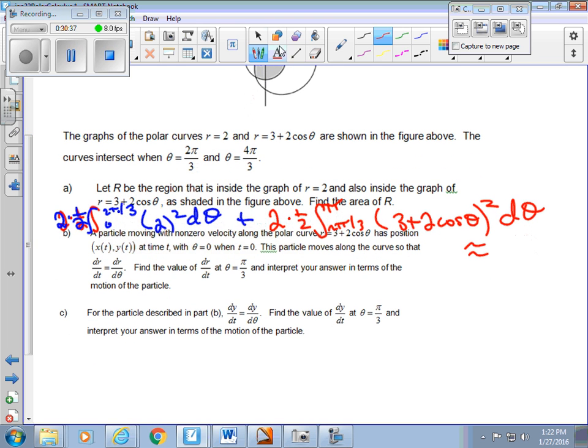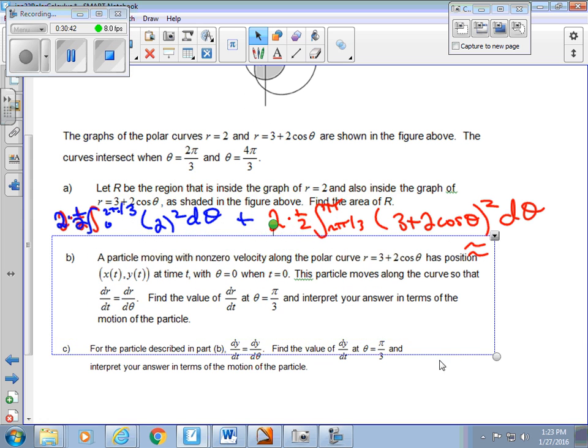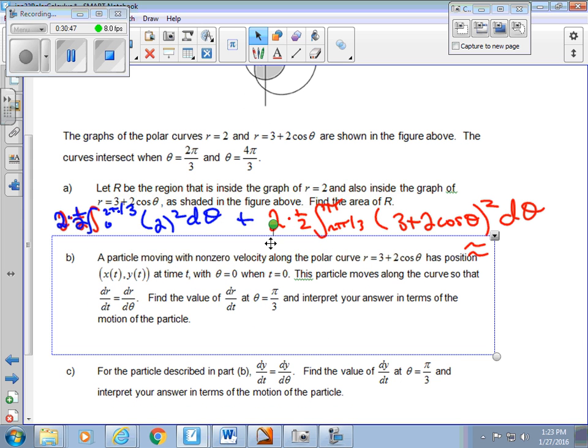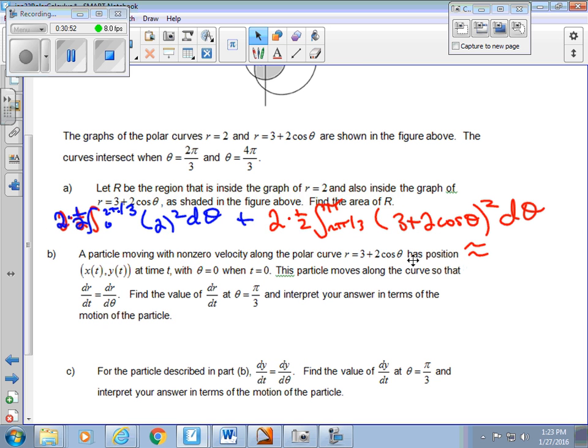Okay, let's look at part B and C and see if we have anything with those that we need answered. A particle moving with a non-zero velocity along the polar graph has position x of t, y of t at time t, with theta equals 0 when t is 0. The particle is moving along the curve so that dr dt equals dr d theta, which is good to note. Find the value of dr dt at theta equals pi over 3.